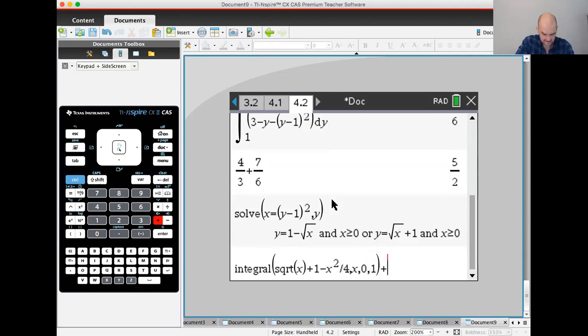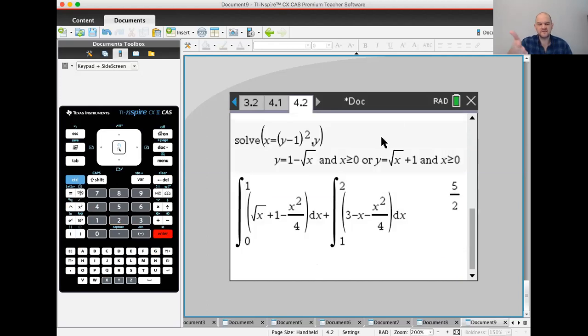And then I need to add to that the integral of 3 minus x on top, minus x squared over 4, the bottom again, where x goes from 1 to 2. This is probably good for you to work out on your own. I think this is going to work. 5/2. There you go. That's if you want to do it in terms of x. Take a look at those equations. I think it was worse because I had to solve things for y instead of just using what was given. Whatever. You get 5/2 no matter how you do it.